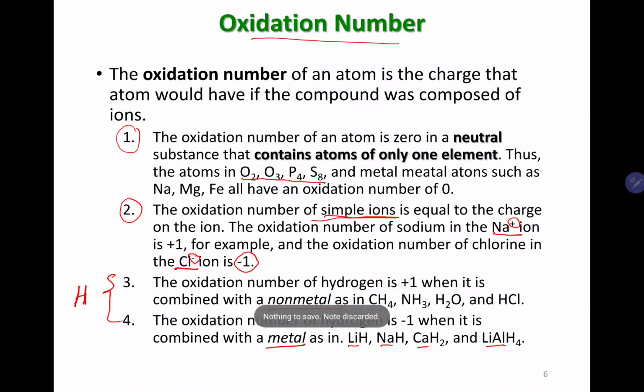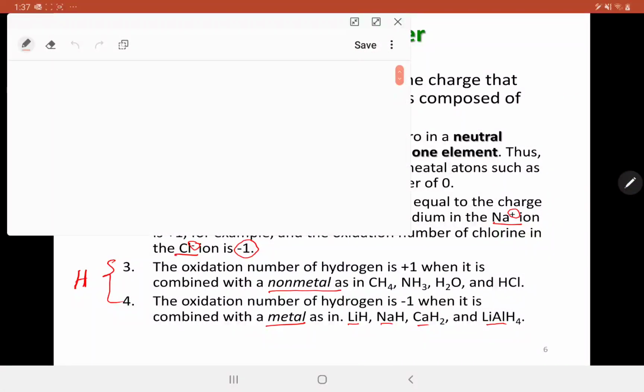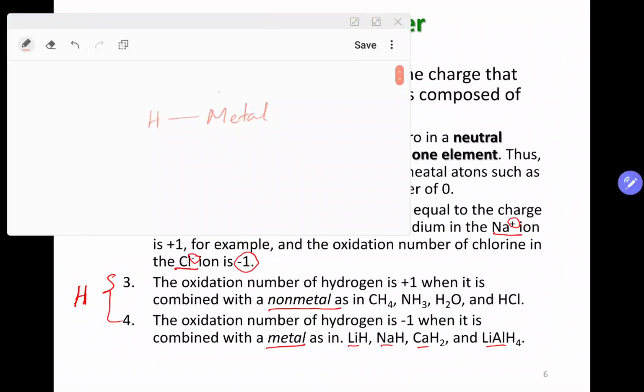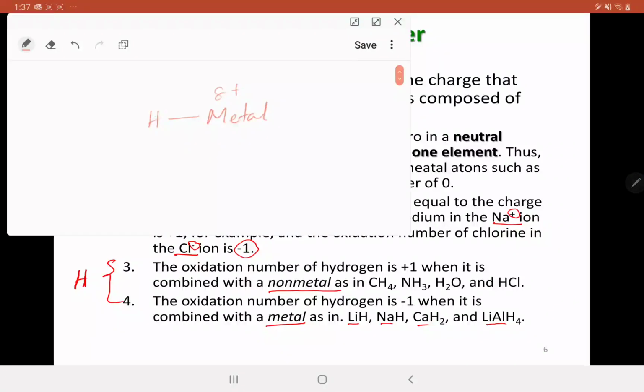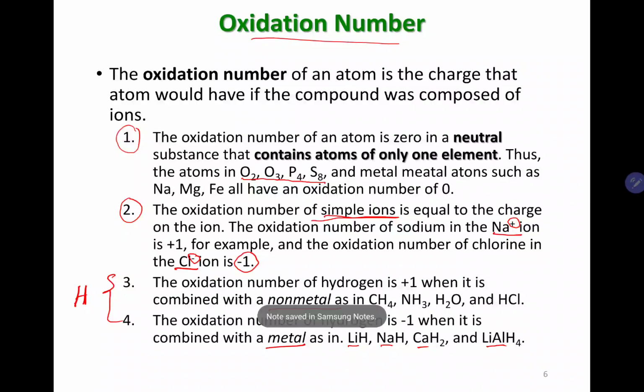All right. So same thing. If hydrogen is bound to a metal, you know, metals have a very low electronegativity, so therefore the metal is going to have a partial positive charge, hydrogen is going to have a partial negative charge in this chemical bond, and therefore hydrogen has an oxidation number of -1, which basically correlates to the partial charge on hydrogen. All right, I hope you got that.